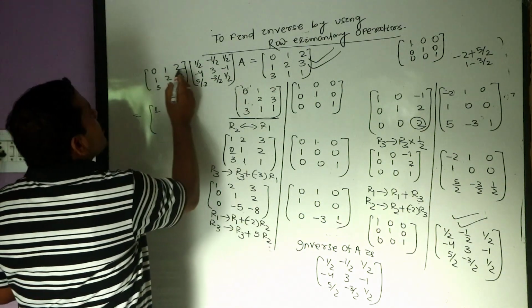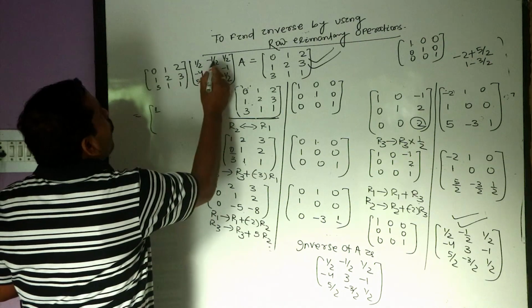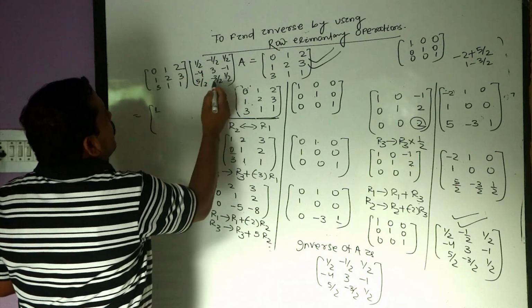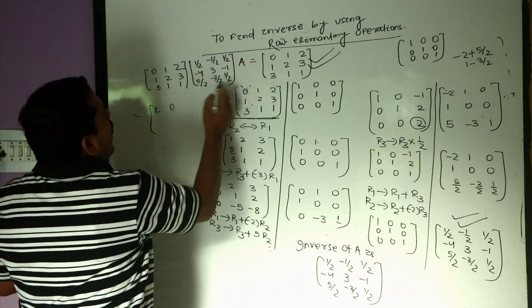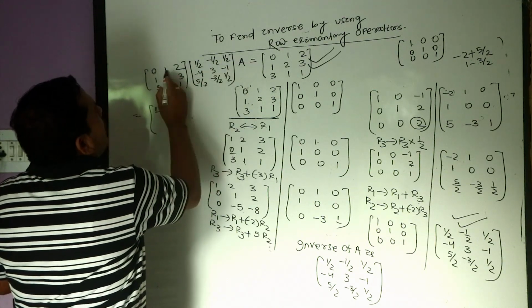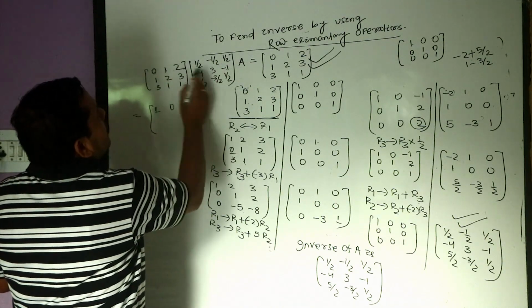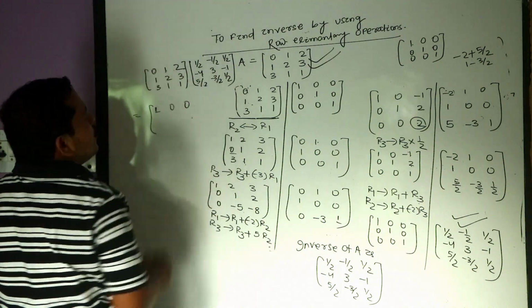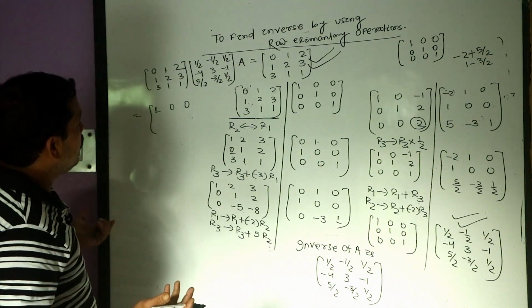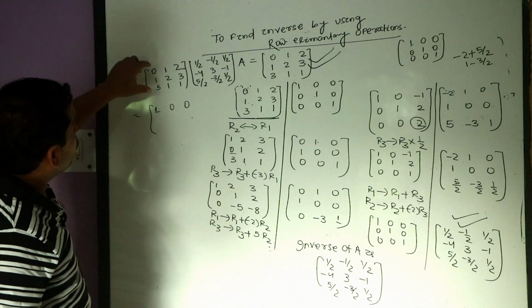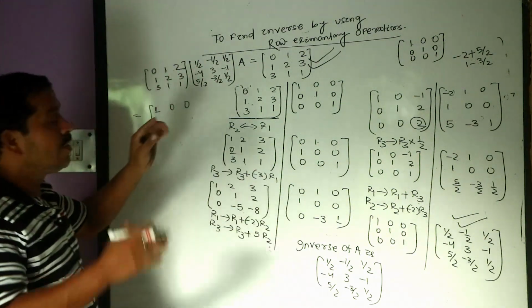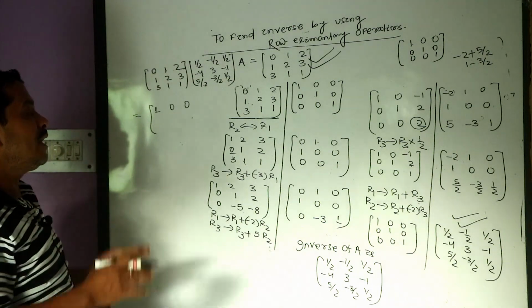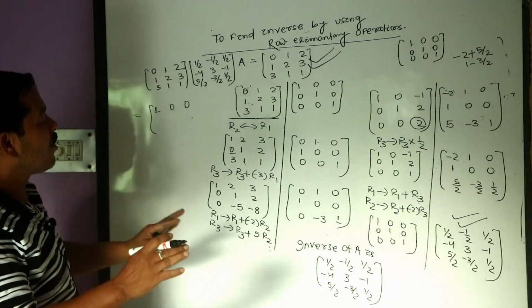Next, first row, second column: 0, 3, minus 3 will be 0. First row, third column: 0, minus 1 plus 1, 0. So easily you can verify. With multiplication of the matrix and the inverse matrix, it will give the unit matrix. Then your result is 100% correct.